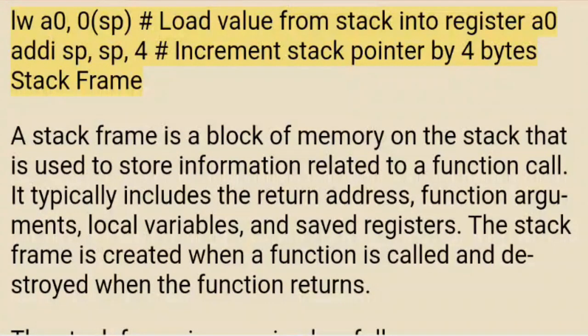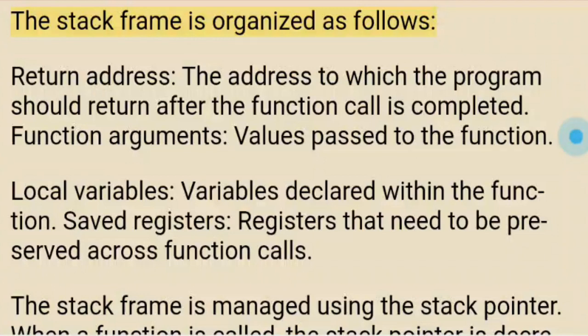Stack frame. A stack frame is a block of memory on the stack that is used to store information related to a function call. It typically includes the return address, function arguments, local variables, and saved registers. The stack frame is created when a function is called and destroyed when the function returns. The stack frame is organized as follows. Return address, the address to which the program should return after the function call is completed. Function arguments, values passed to the function.